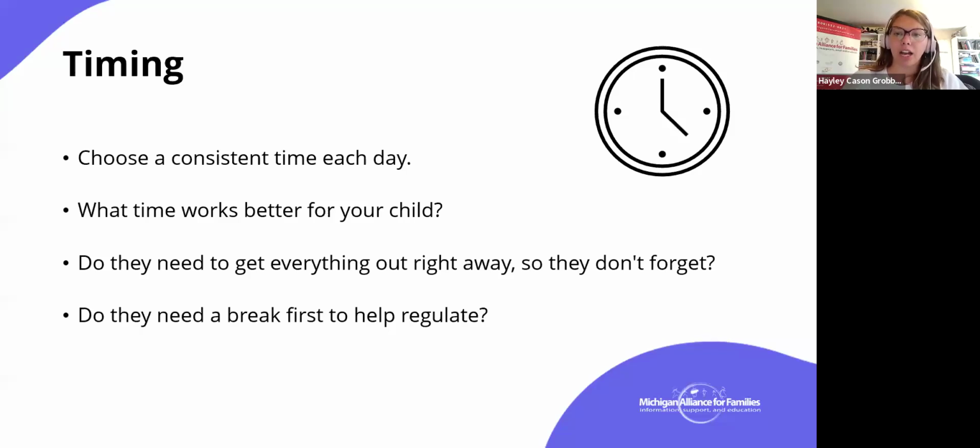So next, consider the timing of your conversation. Make sure you're picking a consistent time to do this. Like I said in the previous slide, maybe you do really well having this conversation in the car on the way home. Have your debriefing conversation during that time each day to keep things consistent. You can also add a debriefing activity at another routine time, like dinner time, for the whole family. I mentioned environment in the previous slide to really consider which environment impacts the time you're having these conversations.